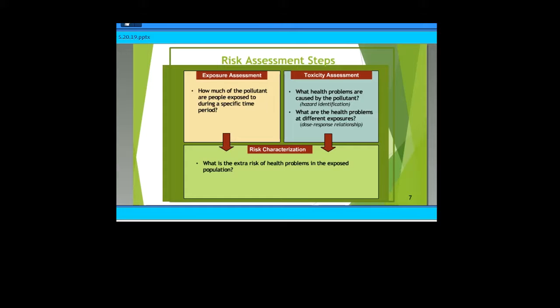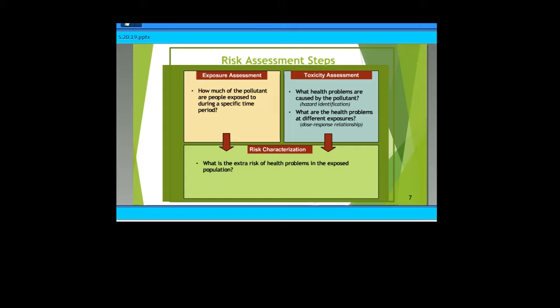We have to plan what we're going to assess. We're going to have to plan what metrics we're going to use. We want to make sure that we're doing the right analyses to get the answer to the question that we really want to know the answer to. So the questions that we ask on the exposure side for this kind of assessment are fairly straightforward. How much of the pollutant are people exposed to during a specific time period?